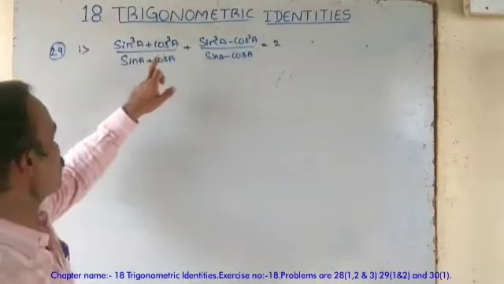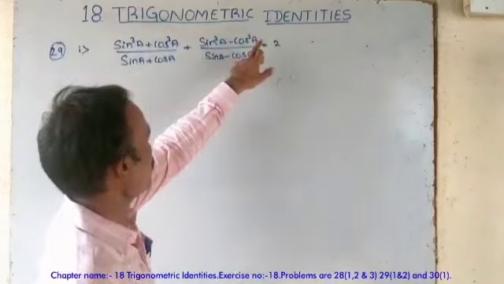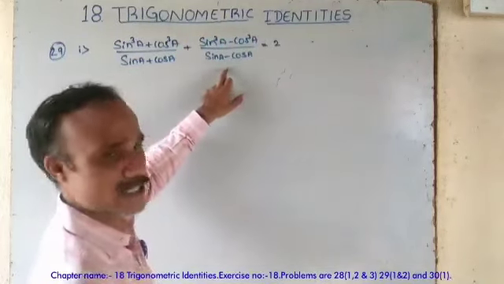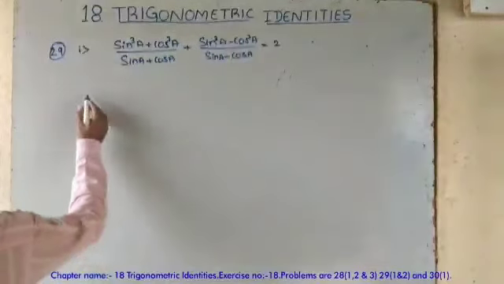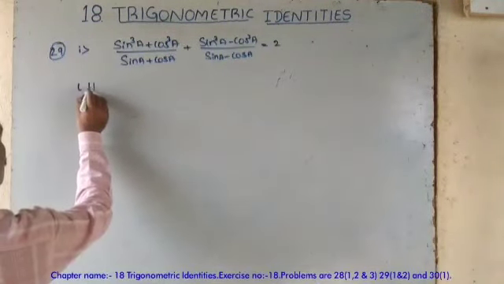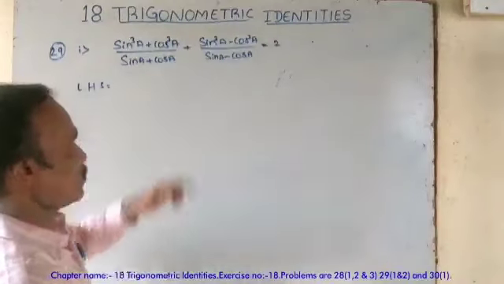Sin cube A plus cos cube A divided by sin A plus cos A, plus sin cube A minus cos cube A divided by sin A minus cos A. We have to show this value is equal to 2. That's again very simple. So LHS: sin cube A plus cos cube A.